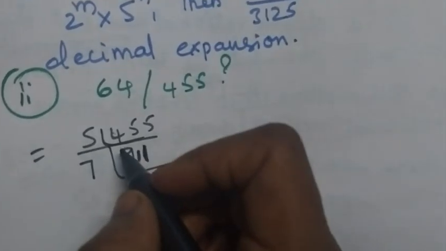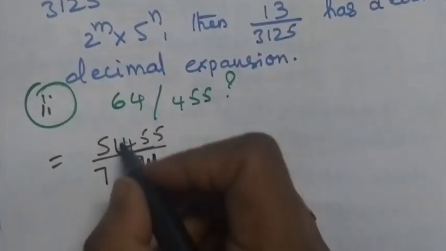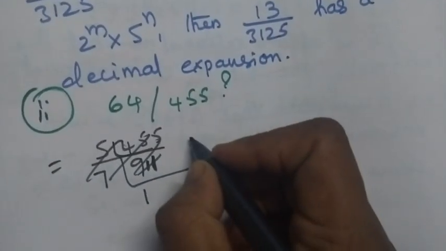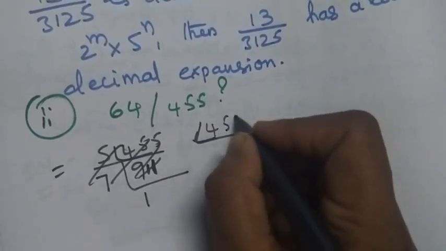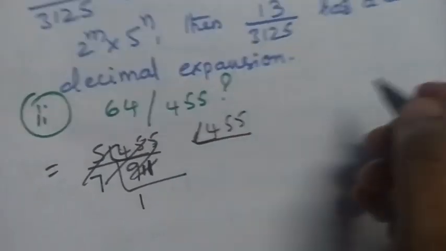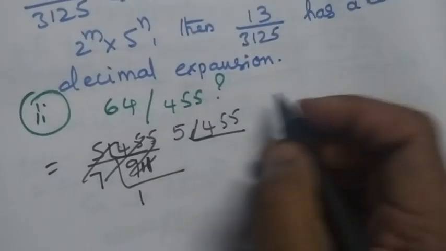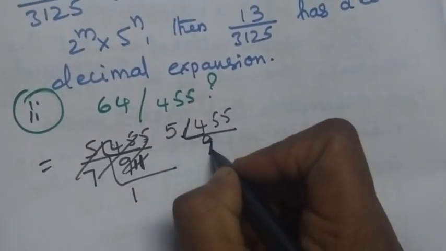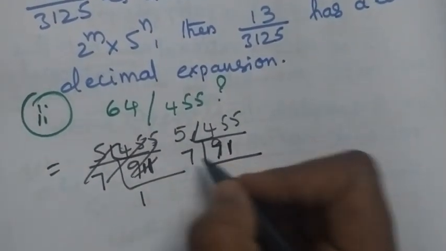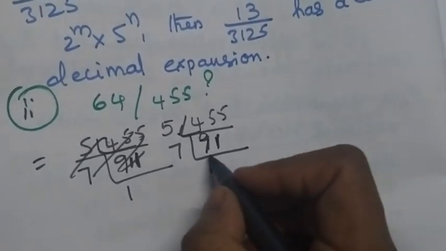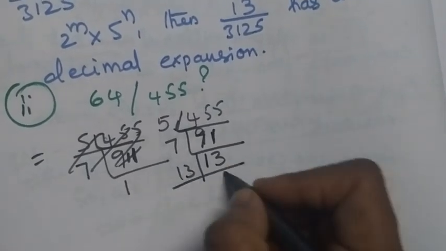Now next, the denominator 455 has to be written in the form of 2 power m and 5 power n. 5 ones are 5, 5 nines are 45, 5 ones are 5, again 7, 7 ones are 7, and 2 remaining, 7 thirteens are 91, and 13 ones are 13.